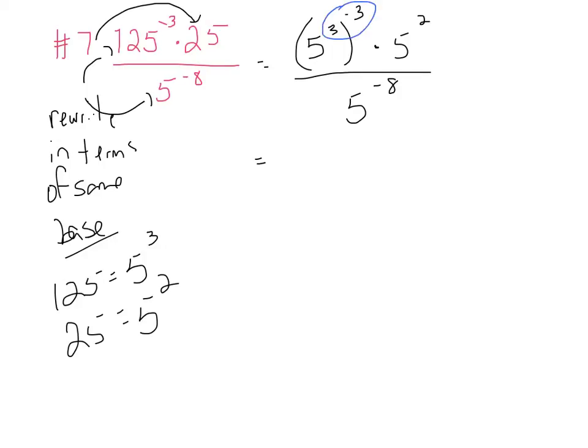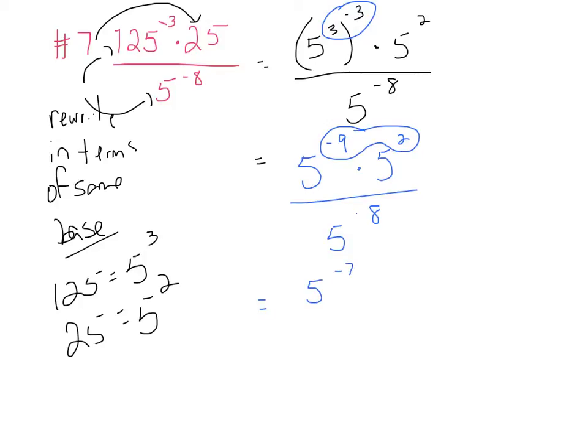Power to a power means you multiply, multiply. Hopefully you're saying it with me by now. Times 5 to the second power over 5 to the negative 8th power. Side by side means add them, add them. So add the powers. That's really 5 to the negative 7th power over 5 to the negative 8th power.